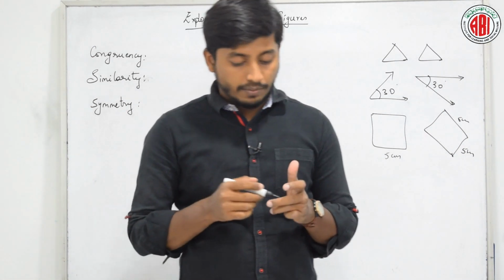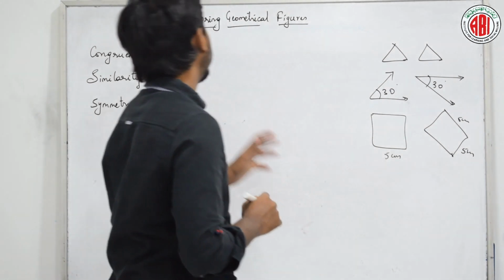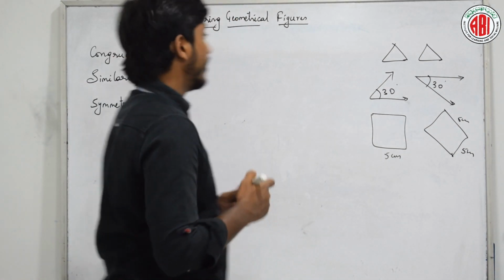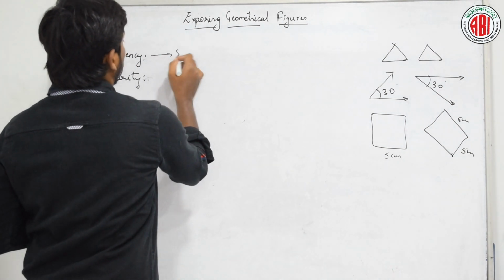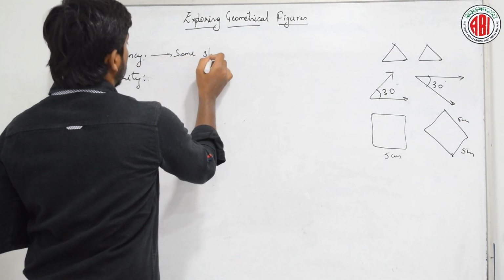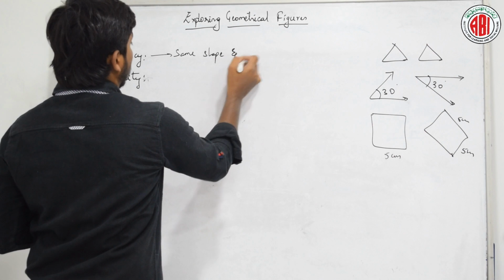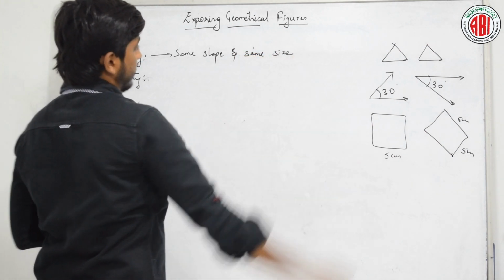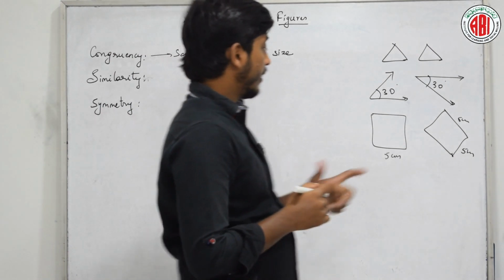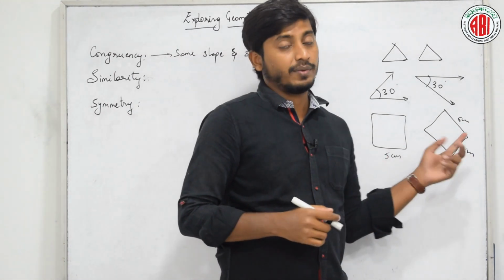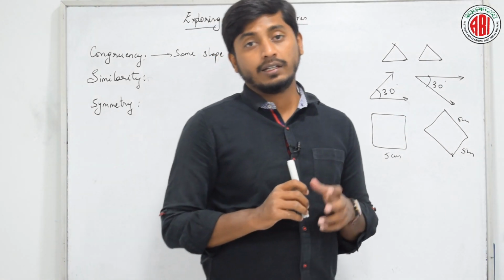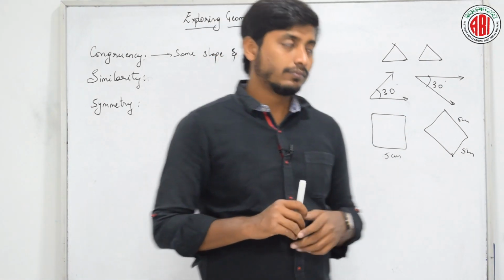Now tell me, how do we identify whether two figures are congruent or not? First thing, they should have the same shape and they should also have the same size. Clear? Here 5 centimeter, here also 5 centimeter. If it is more than 5, they are not congruent. Remember that rule. Good.